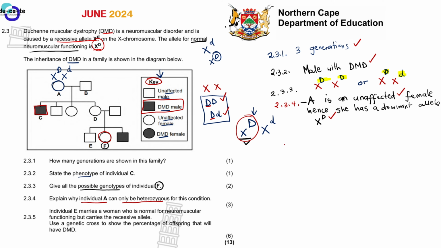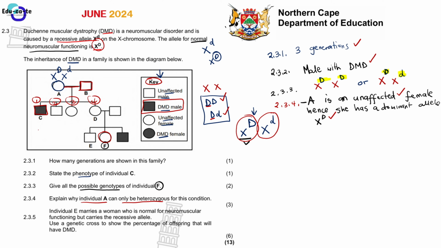Now explain why you can say that she has a recessive allele. You look at the children now. When you look at the children, you can see that individual A and individual B gave birth to 4 children. It is 1, 2, 3, 4. So these are 4 offspring, 4 babies that have already been born to these 2 individuals, A and B. So it's a family of 4.